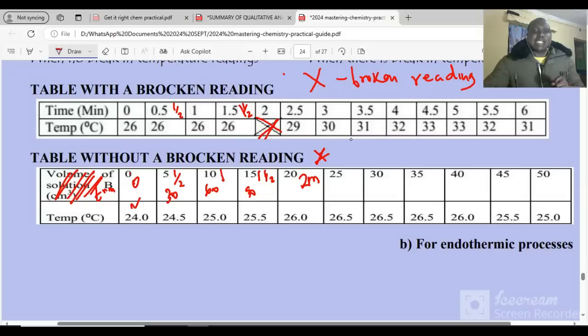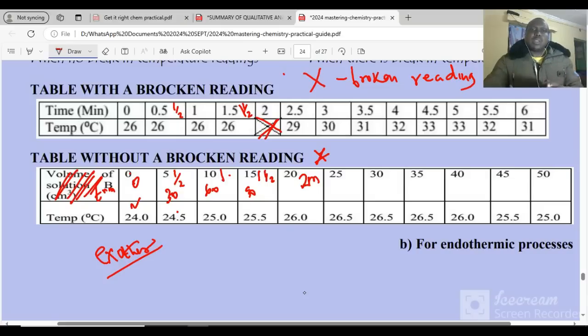Ikifika half a minute, then you record. You record as you go. So you realize temperature will be increasing if the reaction is exothermic. If the reaction is exothermic, if whatever reagents you are given is going to produce heat, then the reaction will be exothermic and the temperature will increase.